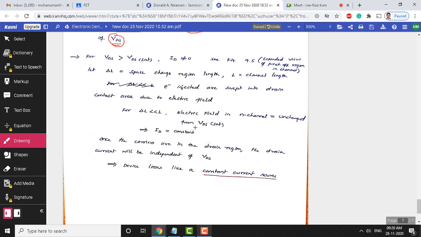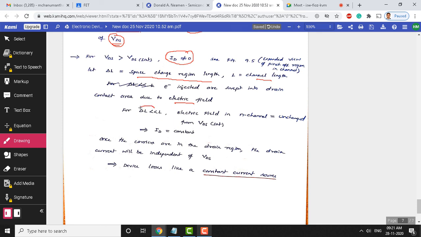In the expanded view, what we have shown is explained here. For VDS greater than VDS sat, ID is not going to become 0. For that you need to look into the expanded view. Delta L is the space charge region length, and L is the channel length. Now the electrons injected are swept into the drain contact area due to the electric field that we have shown.